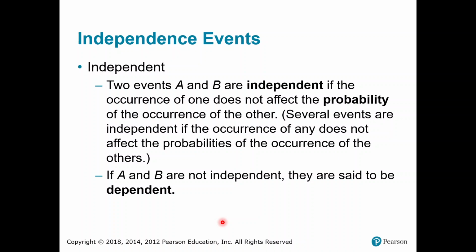Now, let's talk about dependent events before we can talk about the multiplication rule. Two events are independent if the occurrence of one does not affect the other. If events are not independent, then they are dependent.